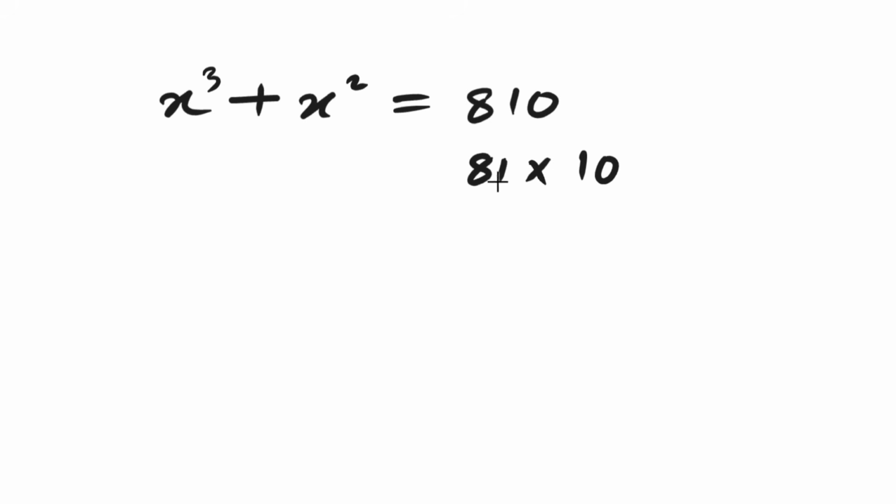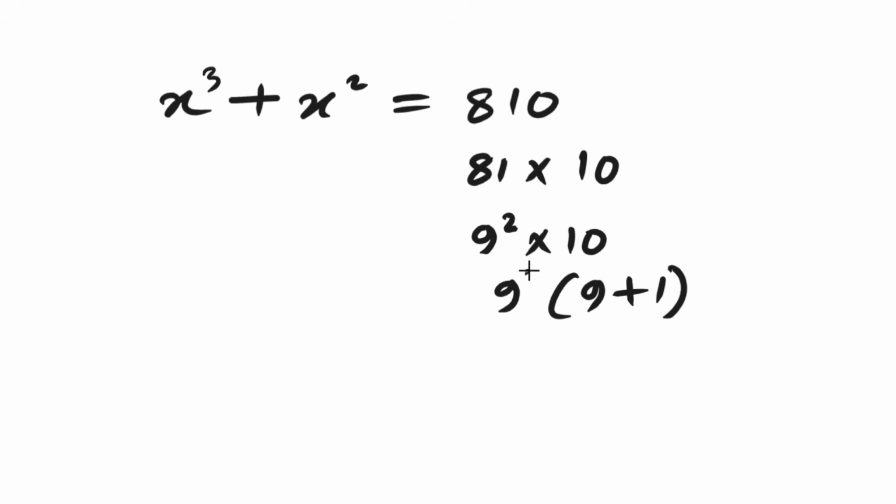Now, 81 is simply 9 squared, so we have 9 squared multiplied by 10. Next, observe that 10 can be written as 9 plus 1. The reason we do this is because it allows us to distribute 9 squared across the sum. So 9 squared multiplied by the quantity 9 plus 1 becomes 9 cubed plus 9 squared. This means we can replace 810 with 9 cubed plus 9 squared.